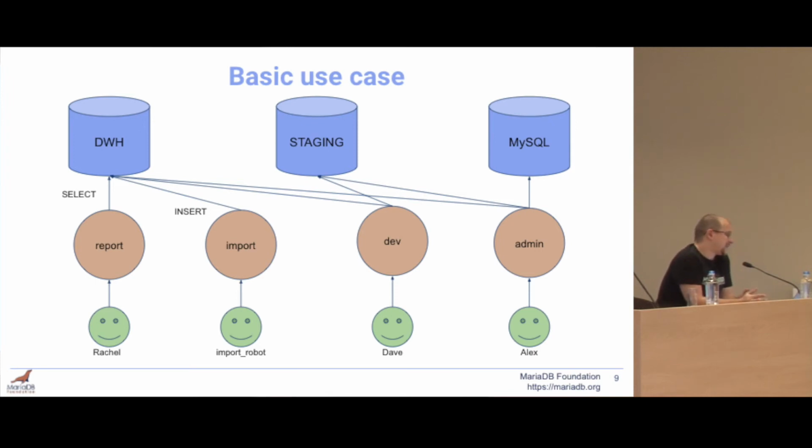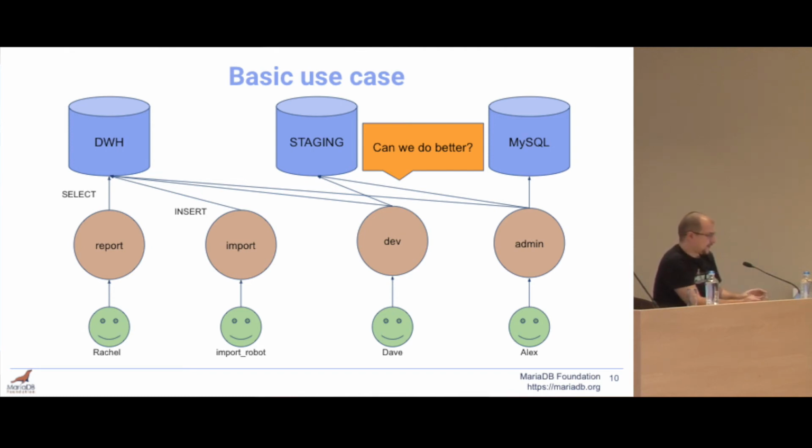The arrows represent rights on those objects. So report has select privilege on data warehouse, import as well, dev and admin have everything. What I don't like about this is there's lots of redundancy. I need to define the same privileges for dev and admin, and just one special extra privilege for the admin.